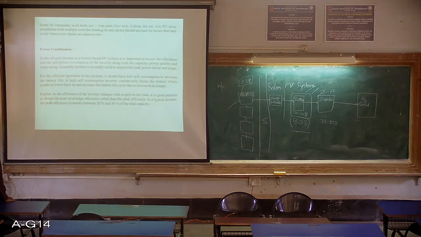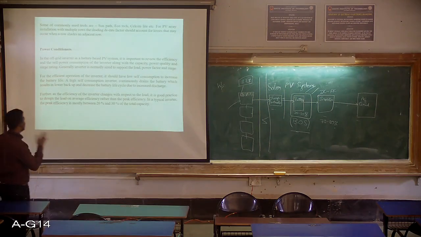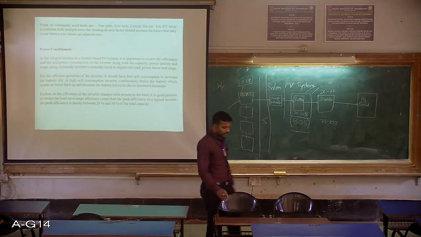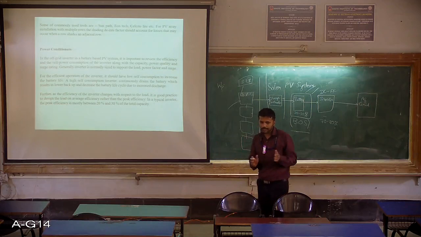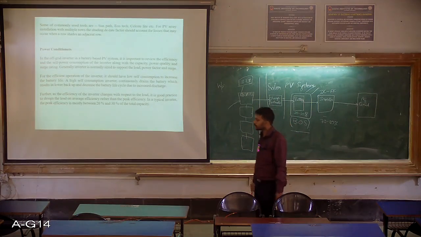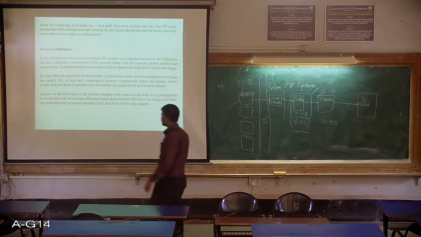And another point is, for solar array installation with multiple rows, the shading derate factor should account for losses that may occur when row shadows fall on the adjacent rows. I have already discussed solar array shadows: whenever we consider the overall performance, we should take this point into consideration.